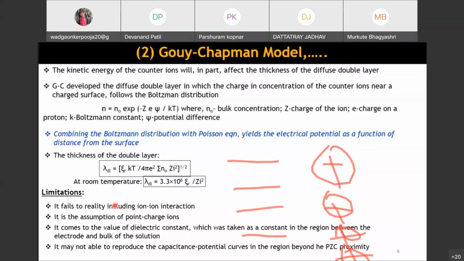So whatever this Gouy-Chapman model is, in this model you have counter ions, and the kinetic energy of these counter ions has an effect on the thickness of your diffused double layer.